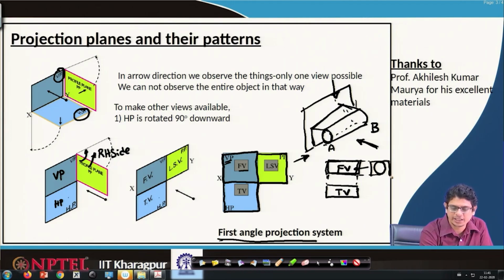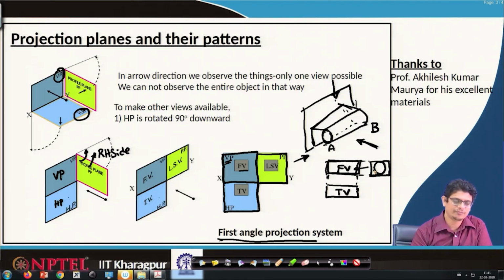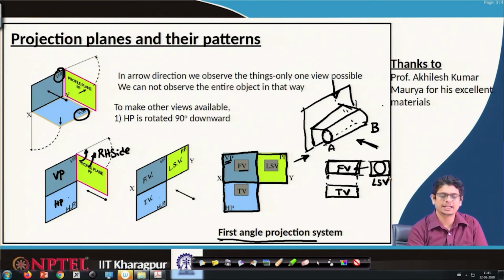This kind of representation is what we call the first angle projection system, where the object is placed in the first coordinate and we are looking from the left side towards the right side. So, the projection will come on the right hand side and we are looking from the left side. So, it is called the left side view. These are the things we have learned in the last class.